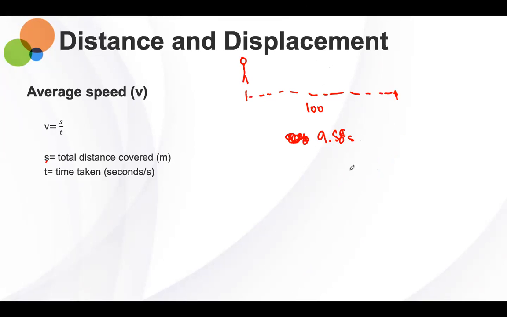Somebody want to try that? V equals... It's 10.4. So he is moving at 10.4. At the top we have meters. The unit for S is meters. And the unit for time is what?